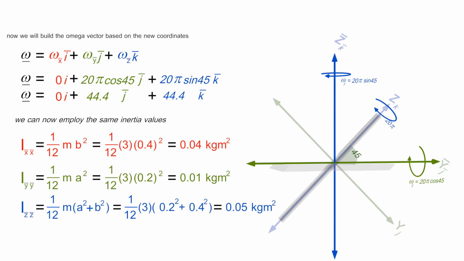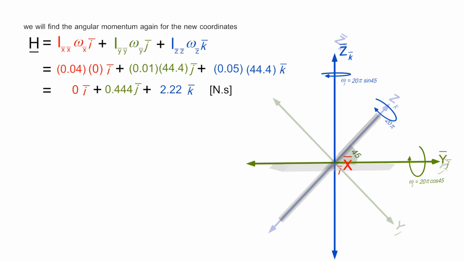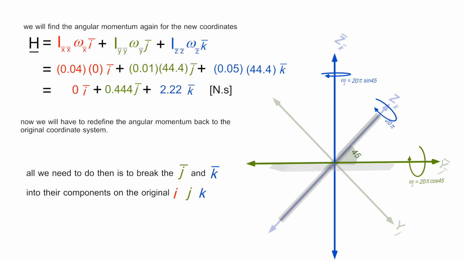We can also use the same values we just found for moments of inertia, because when we rotated the whole system, the plate became horizontal, so the inertia values can be applied. Now we can use the angular momentum formula and apply all values we found. The angular momentum will be calculated in the new coordinate system, named x dash, y dash, z dash.